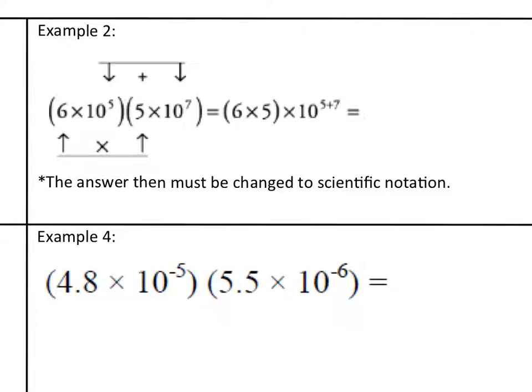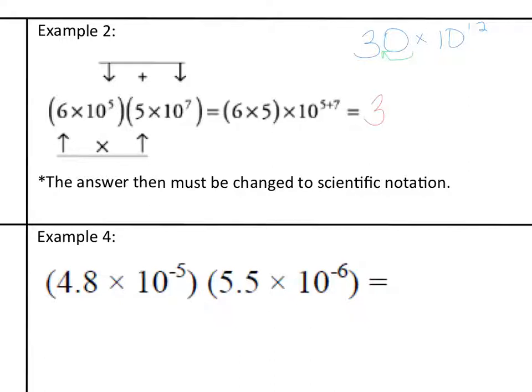So once again, we know we're going to multiply our two coefficients, which is 6 and 5, which gives us 30, times 10, and we add our exponents, 5 plus 7, which is 12. Now, down here, there's an asterisk, and it says you have to change this one to scientific notation, meaning we need to take our decimal point and move it one more space. The reason we need to change this is because 30 is not between 1 and 10. 30 is more than 10, therefore 30 times 10 to the 12th is not scientific notation.